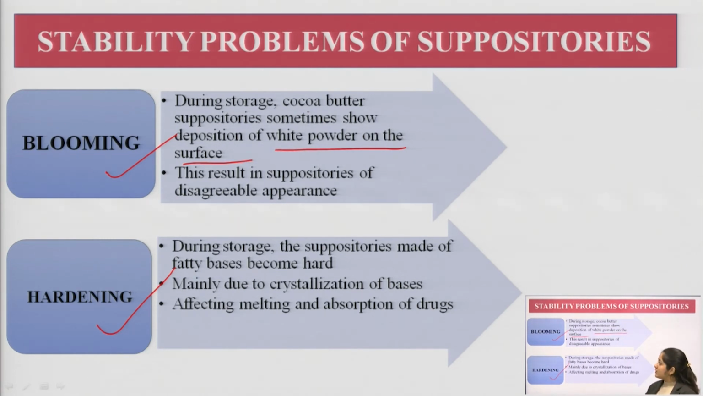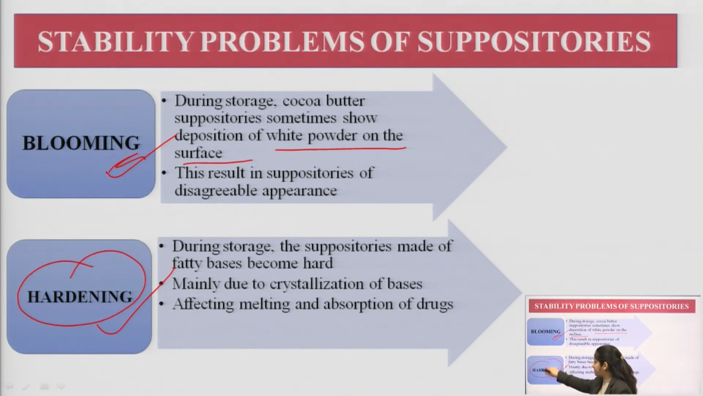In order to understand blooming, we can think of how when we keep things for a longer period of time, a white slimy mold is generated. In such cases, the same thing happens here: there is a deposition of a whitish layer on the surface of the suppository, which makes it unacceptable to patients and medical professionals, because it loses its aesthetic value. Understanding the other stability problem of suppositories, that is hardening.